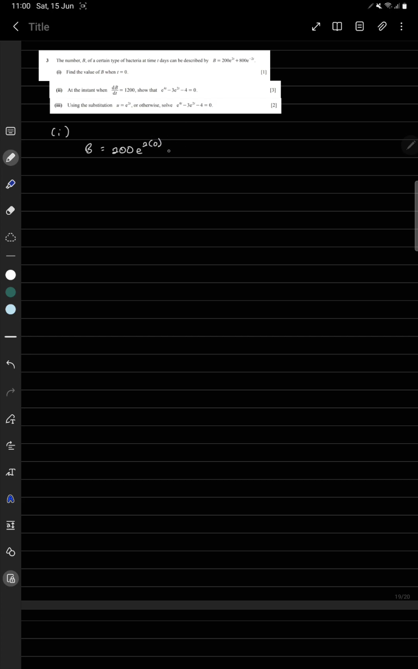So it's equal to 200 e to the power of 2 times 0 plus 800 e to the power of negative 2 times 0. Okay, now we have 200 e to the power of 0, 2 times 0 is 0, plus 800 e to the power of 0. Then e to the power of 0 is going to be 1 for each of these. Then we'll have 200 plus 800, which becomes 1000. Okay, now let's move on to the next question.